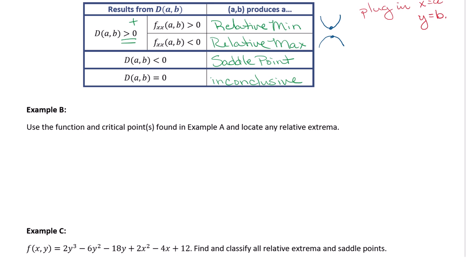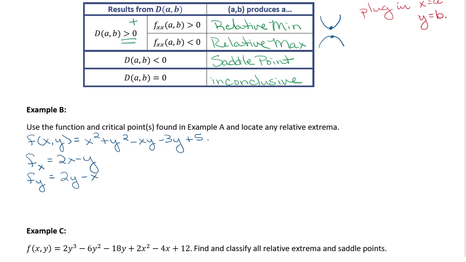So let's keep that handy and take a look at example B. We're going to use the function and critical points found in example A and locate any relative extrema. Rewriting that equation, we have f of x, y equals x squared plus y squared minus xy minus 3y plus 5. And if you recall, our first derivative with respect to x was 2x minus y. Our first derivative with respect to y was 2y minus x minus 3. And our critical value was the point (1, 2).